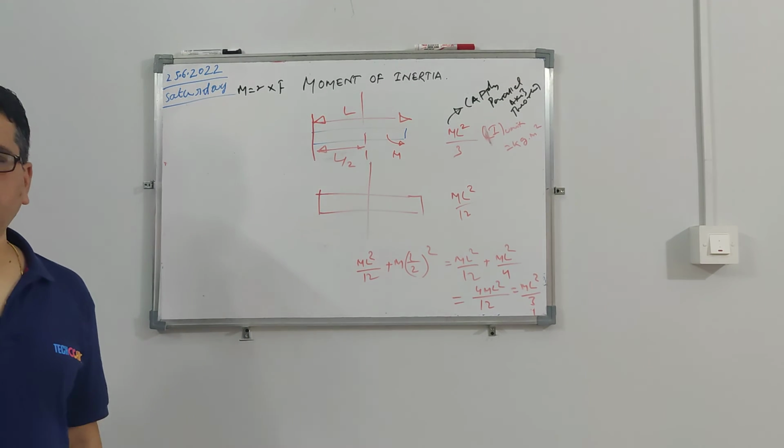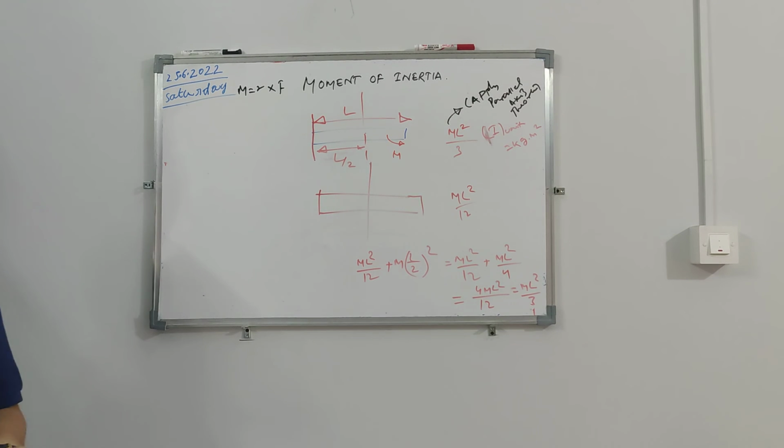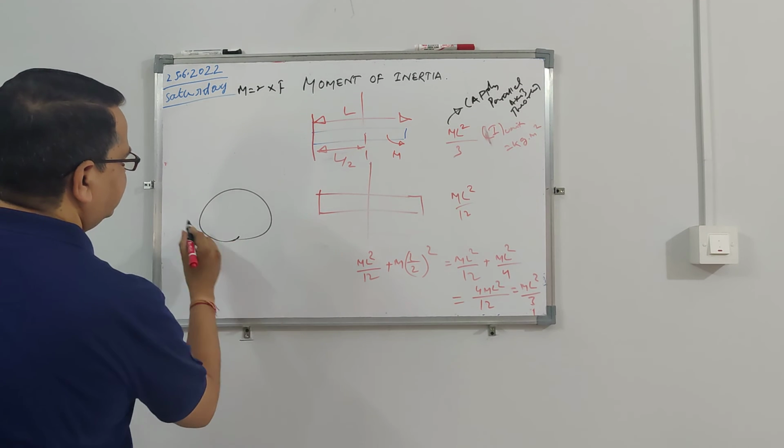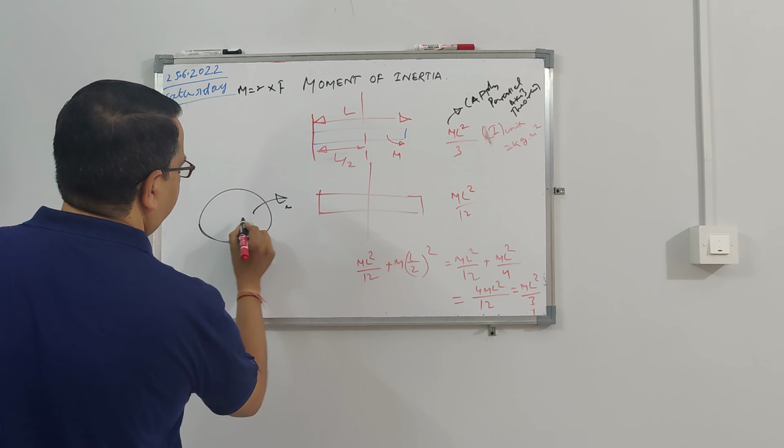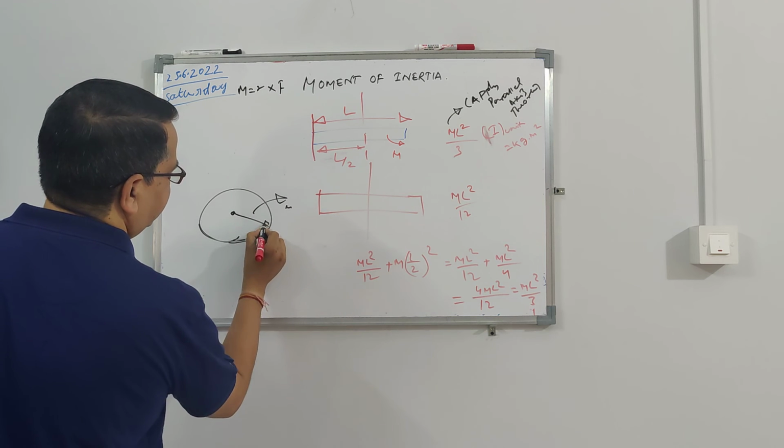theorems. One is the perpendicular axis theorem, where one axis z is the sum of x axis plus y axis. The other is the parallel axis theorem. I will tell a little more about this. Suppose you have a disk, with mass m and radius r.